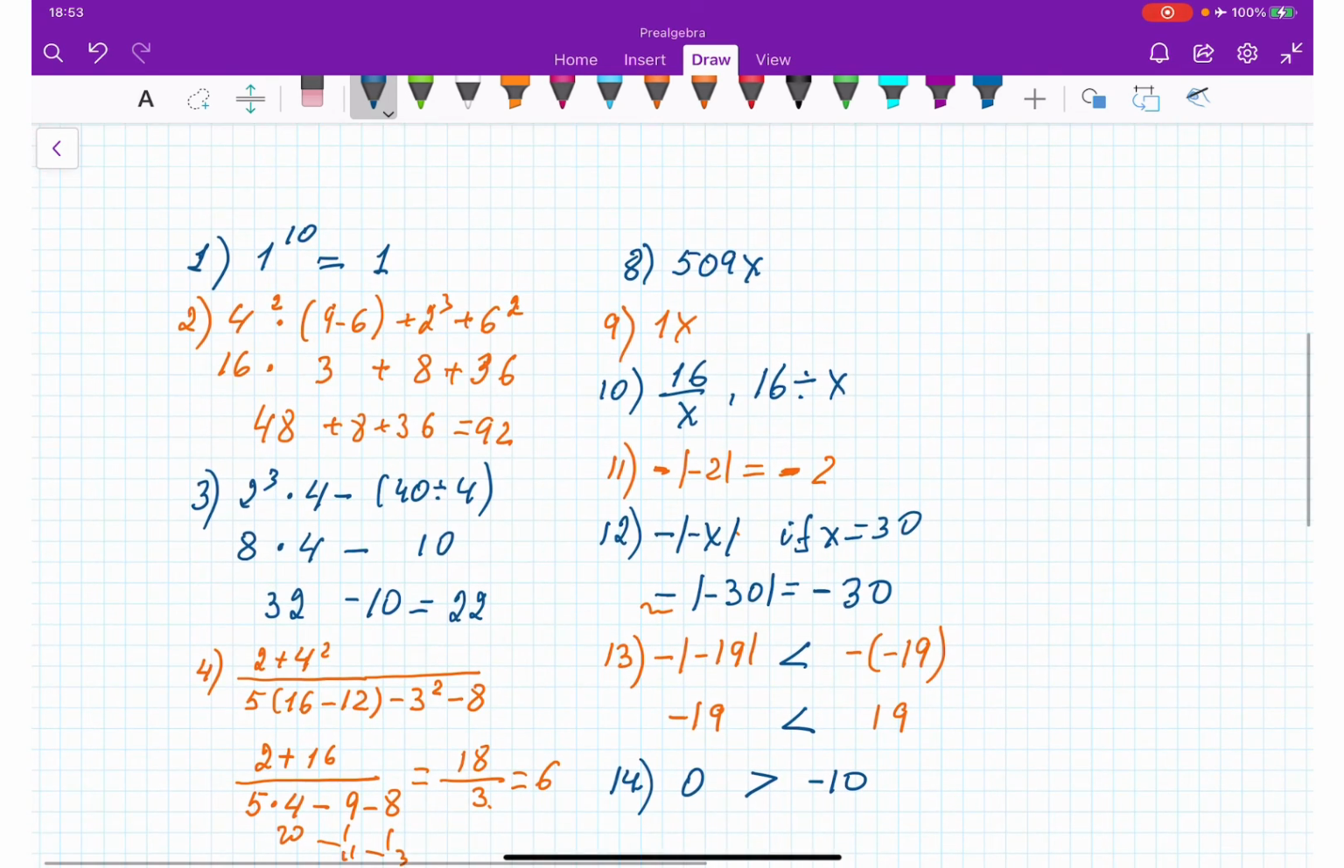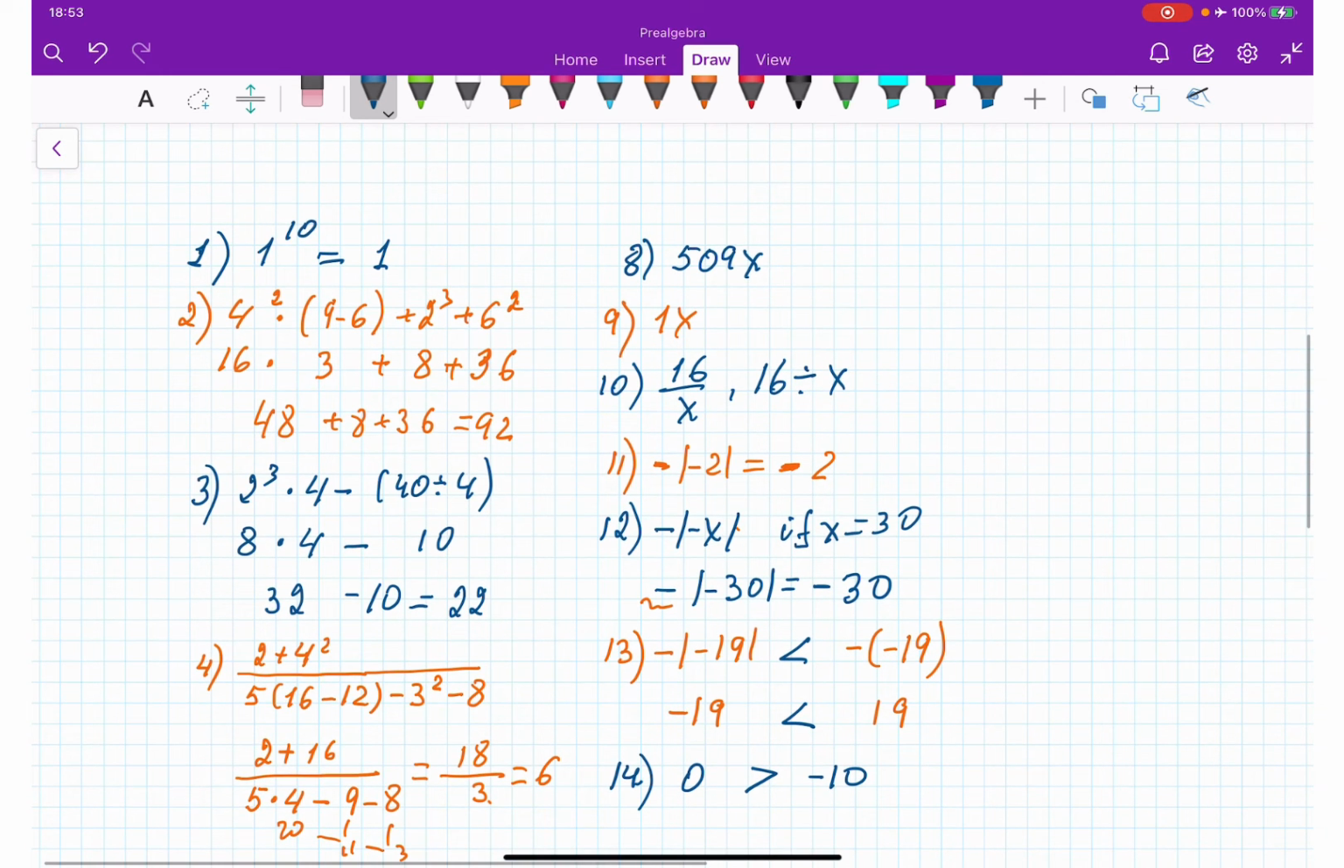Number 15. We have negative 17, and negative 19. So negative 17 in parentheses is going to become positive 17, right? Because we open parentheses, it becomes positive. And negative 19, by the same reason, positive 19. So 17 and 19, less than, right? 17 is less than 19. Next one.